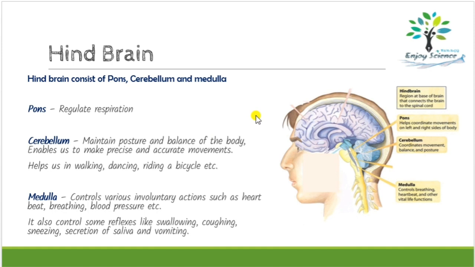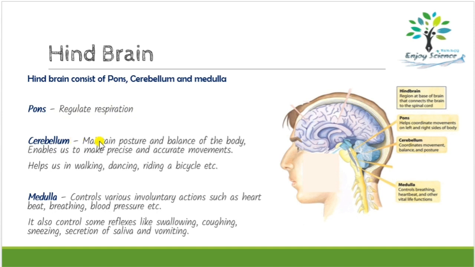Now let's see the final part of the brain, that is hindbrain. Hindbrain, as discussed earlier, consists of three different parts, that is pons, cerebellum and medulla. You can see the pictures. This is pons, this is medulla and this is cerebellum. Pons regulates respiration. If you remember the process of respiration, with the help of oxygen, food is broken down to produce energy. All that process of respiration is done by pons.